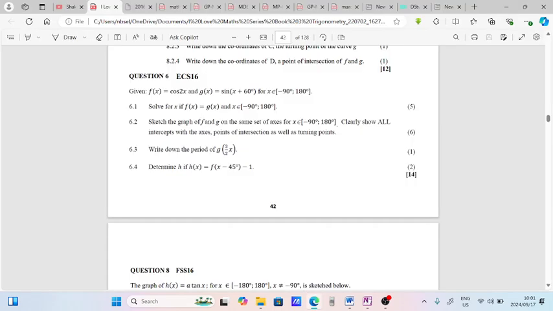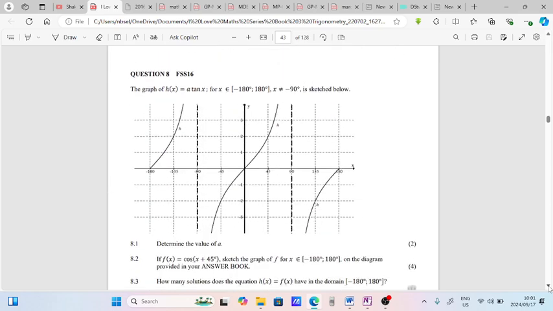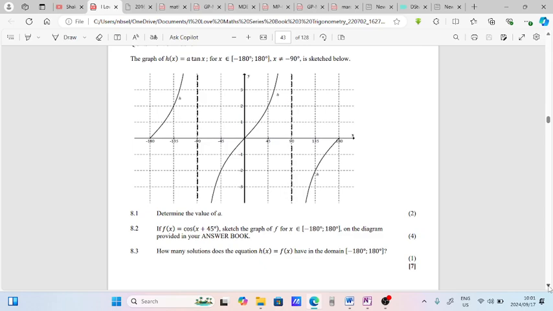Now let's see what we can have on the next part. Here we don't have to draw, we can write here. Now the graph of h of x is equal to a tan of x for the interval of negative 180 degrees to positive 180 degrees. Here this graph is drawn where x is not 90 degrees, so the graph at negative 90 degrees does not exist. That is why we have the asymptote again. Then it's sketched below. Now determine the value of a. Can I get the value of a quickly? What is the value of a?